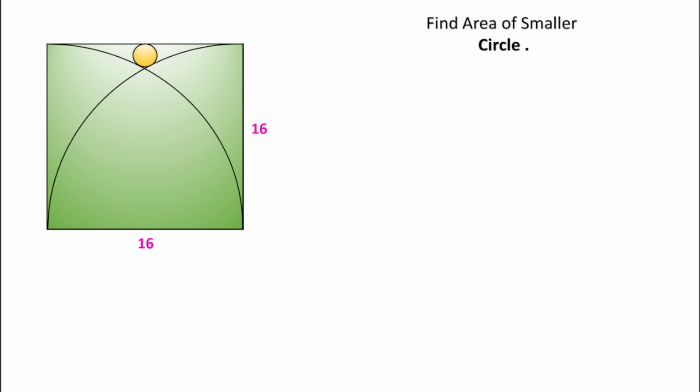Hello everyone. In this figure there is a square whose side length is 16 units, and inside this square two equal quarter circles are embedded, and also one smaller circle is embedded. Then we have to find the area of this smaller circle.